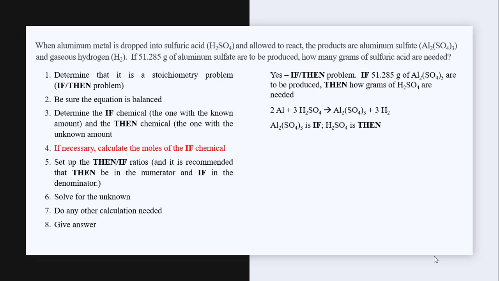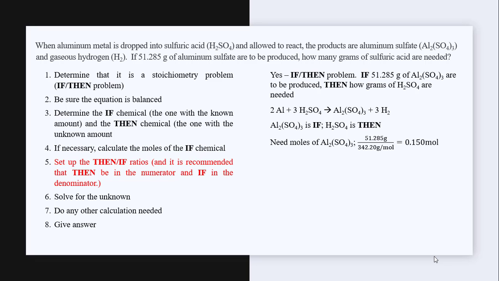If necessary, calculate the moles of the if chemical. We need the number of moles of aluminum sulfate. Aluminum sulfate has a molar mass of 342.20 grams per mole. So you take the grams you have divided by the molar mass, and you get 0.150 moles of aluminum sulfate.